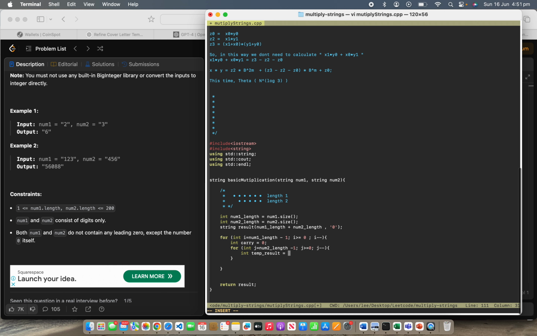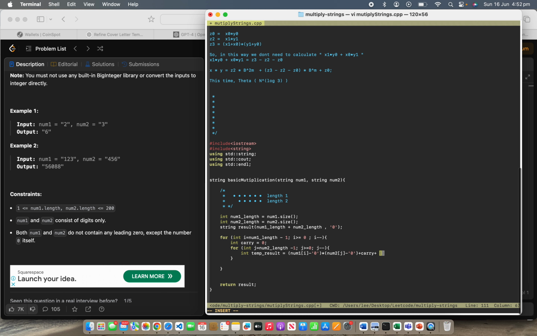For this result, we definitely need the digit of number 1 and digit of number 2. We're going to convert this to the integer because we're going to do integer operation. So number 2 digit, this is just converted to the integer type. We're doing casting.